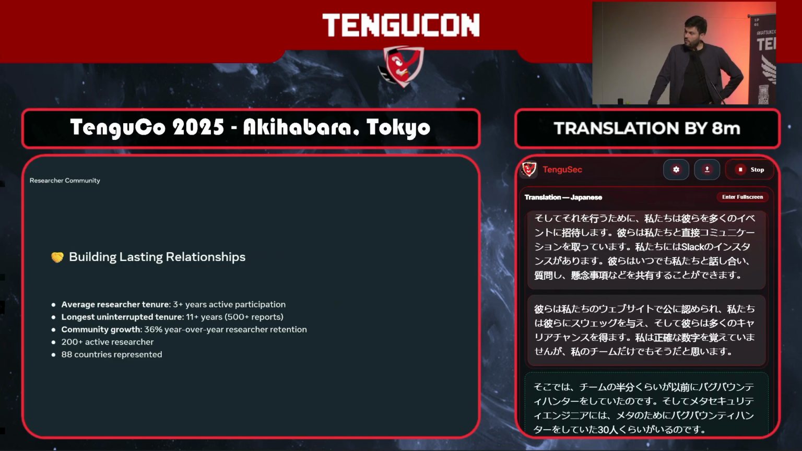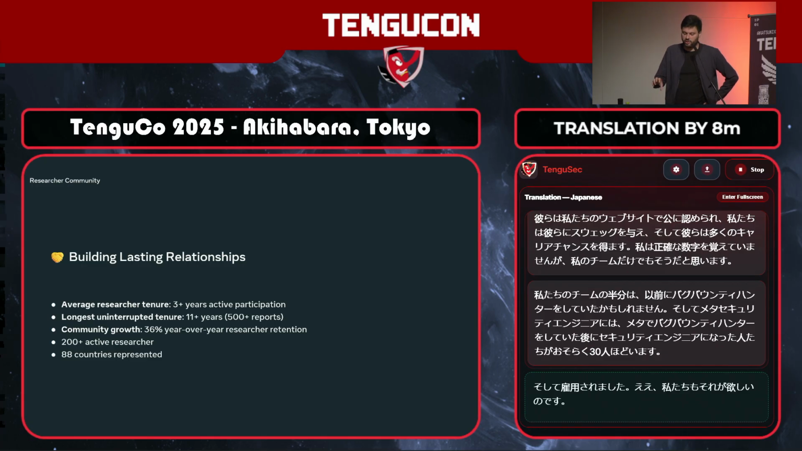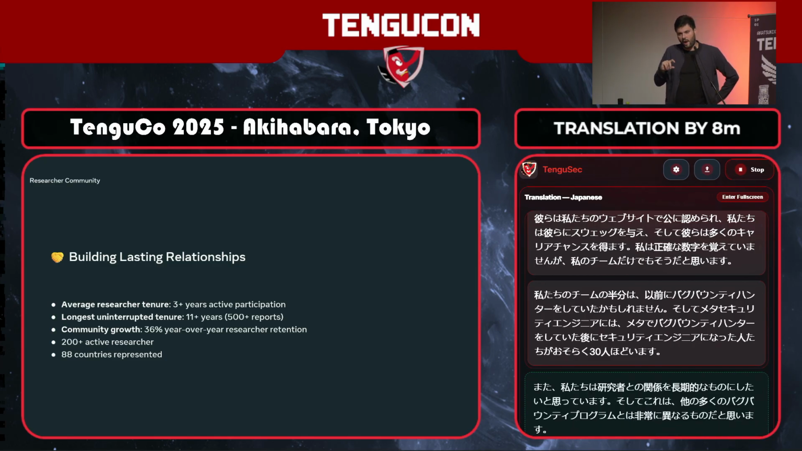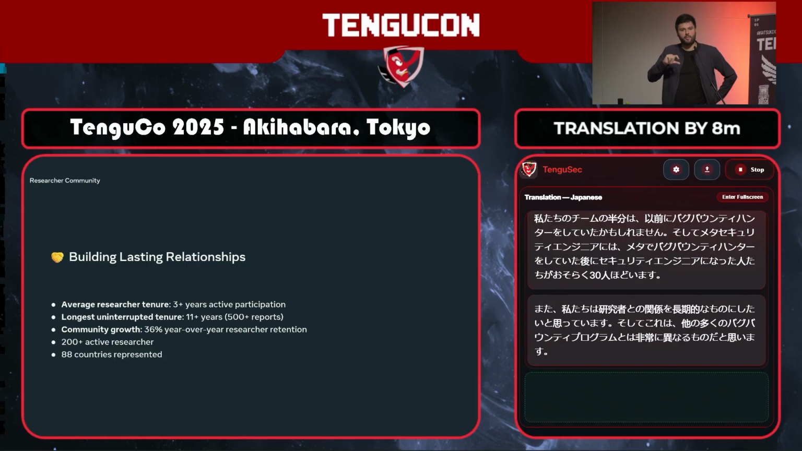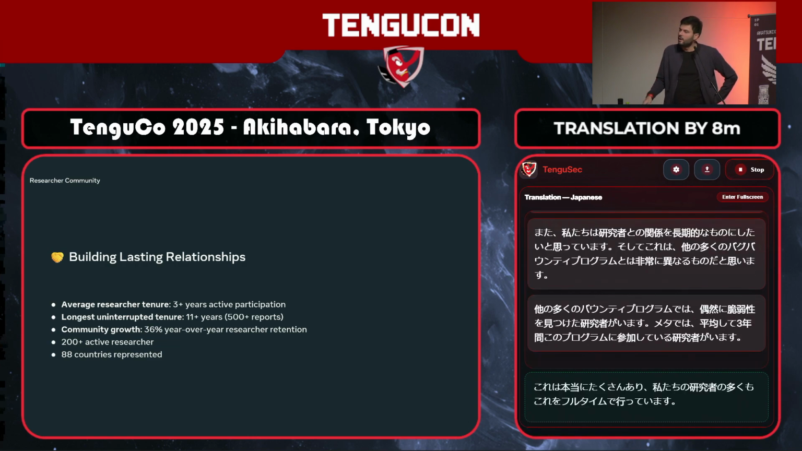Yeah, we also want our relationship with researchers to be a lasting one, and I think this is very different from a lot of other bug bounty programs. A lot of other bug bounty programs have one-off researchers who happen to find a vulnerability. Meta has researchers who stay on average 3 years active on the program, which is really a lot. And a lot of our researchers also do this full-time, so it's their full-time job.